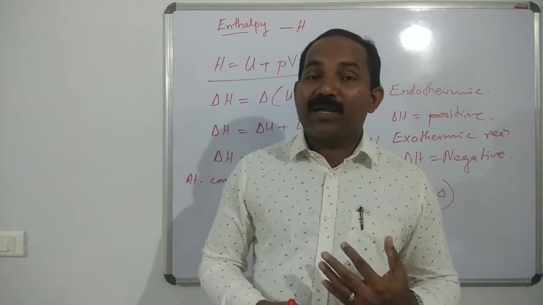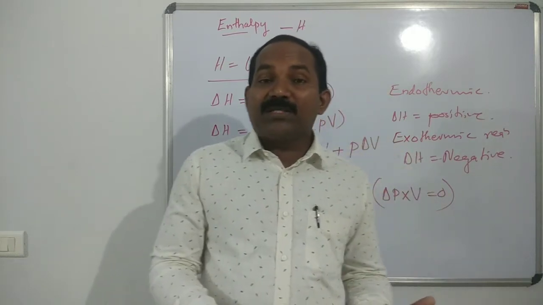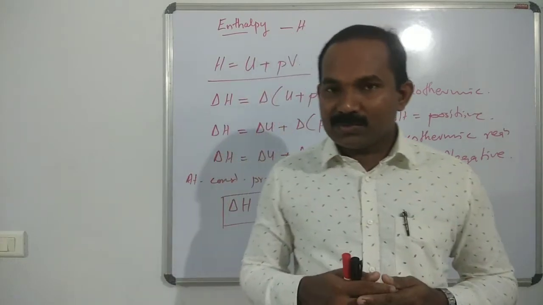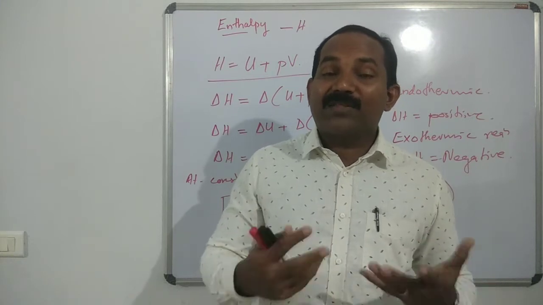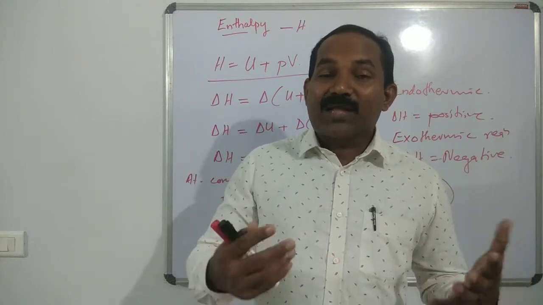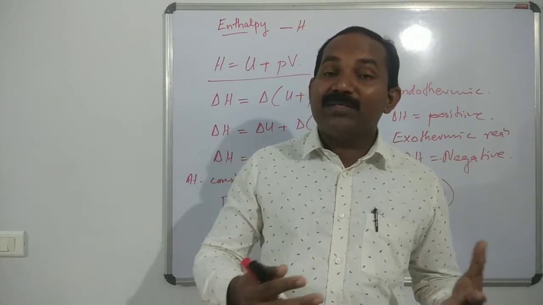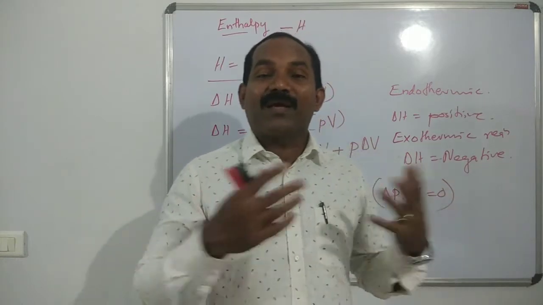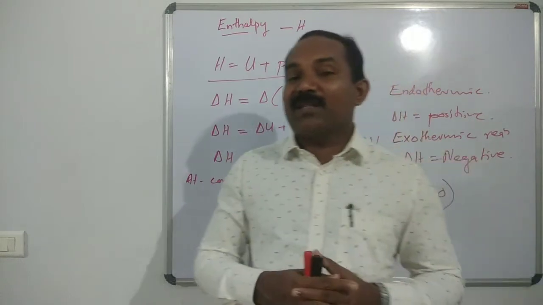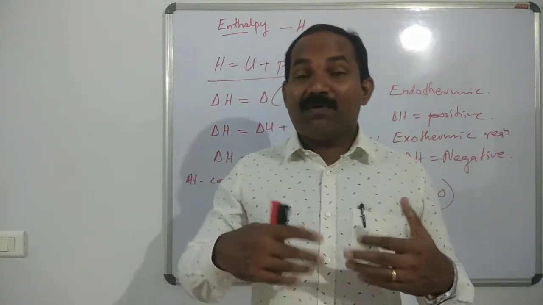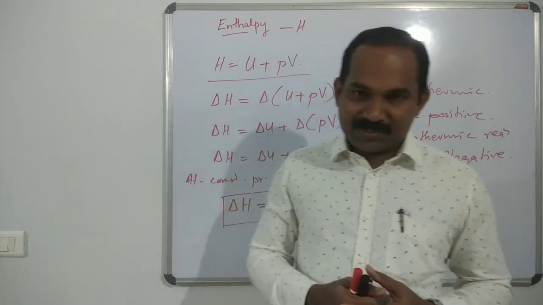Electron gain enthalpy. What is electron gain enthalpy? The energy released when a gaseous isolated atom gains one electron. So when energy is released, the sign of the enthalpy change is negative. That's why the electron gain enthalpy of chlorine is minus 349 kilojoule. That minus sign indicates that heat is evolved. Heat is liberated. That is an exothermic reaction.